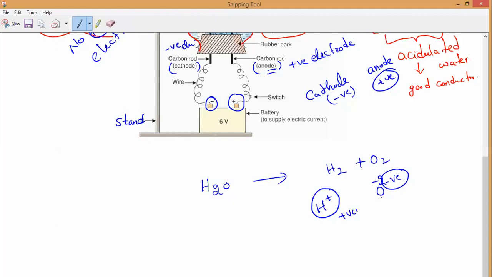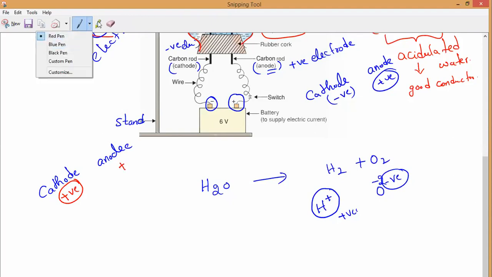Any doubt? Remember, guys, I'm going to use four words now. One is cathode, which I already told you. Another one is anode. So now you tell me, is cathode positive or negative? Negative. Cathode is negative and anode is positive. No confusion. All of you should remember.